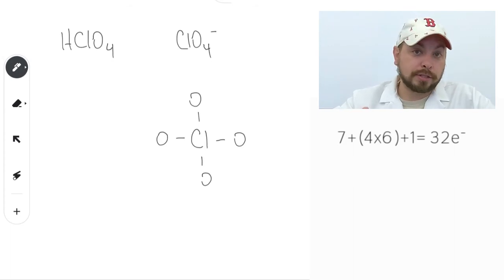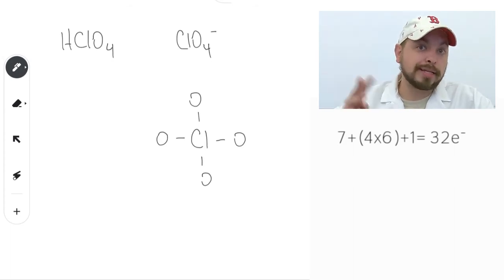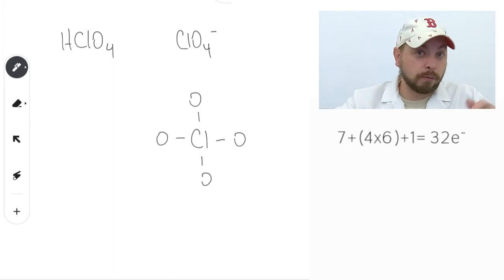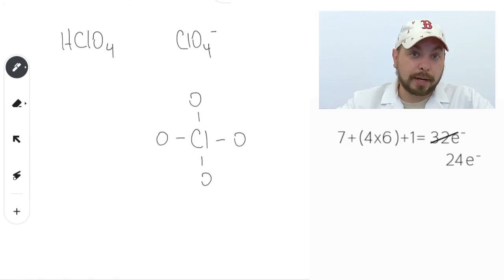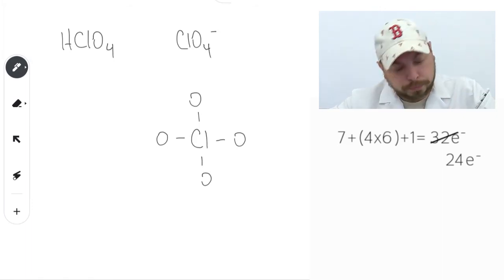Surround it with my oxygen ligands. That's 4 bonds, 8 total electrons. We're down to 24 electrons remaining. Fill the valence shells of my oxygen. That means they each need 6 more.